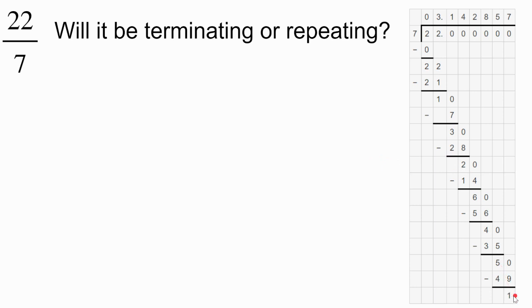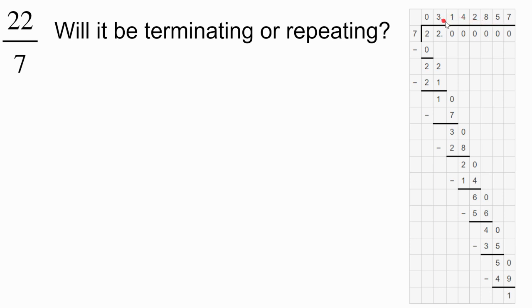Actually, this is where it's repeating. See how the 1, I had 22 minus 21 is 1. Here I got 50 minus 49 is 1. But when I get this 1, the next number I bring down will be a 0, and I'll be in this loop again. So this will repeat 1, 4, 2, 8, 5, 7 in that order again and again and again.